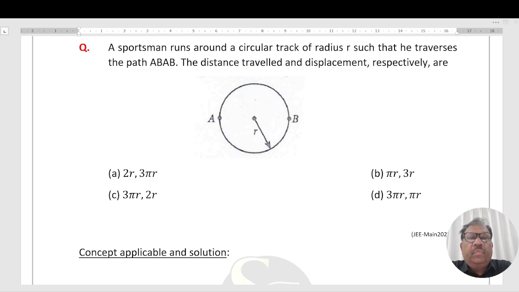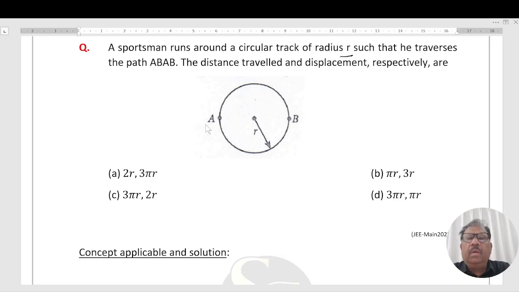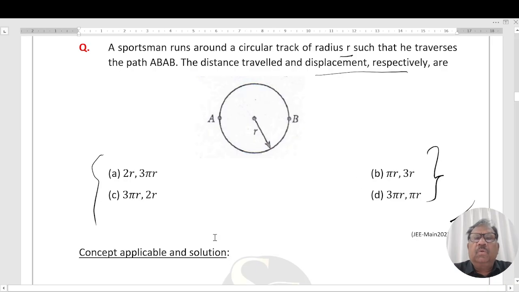Question is, a sportsman runs around a circular track of radius r such that he traverses the path AB. The distance traveled and displacement respectively are. Four options are given, one of the options is correct. Concept applicable and solution.